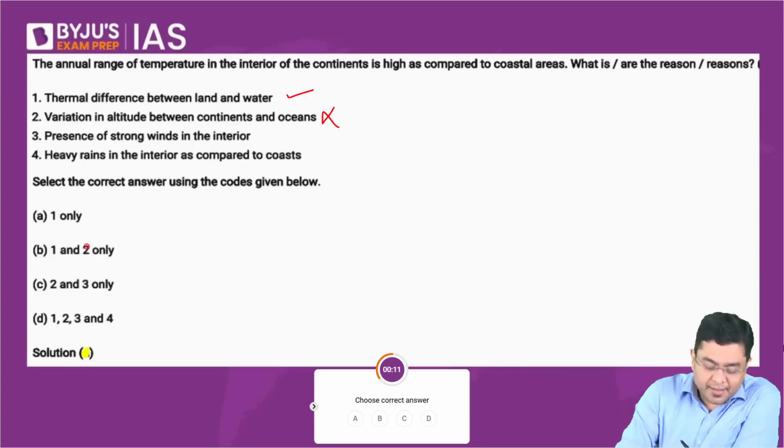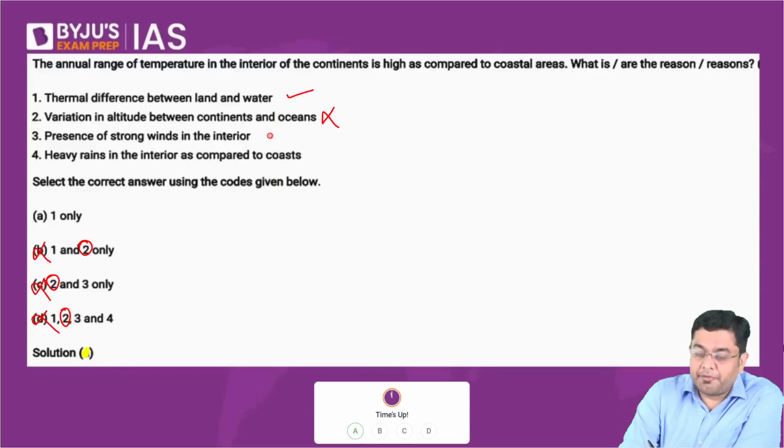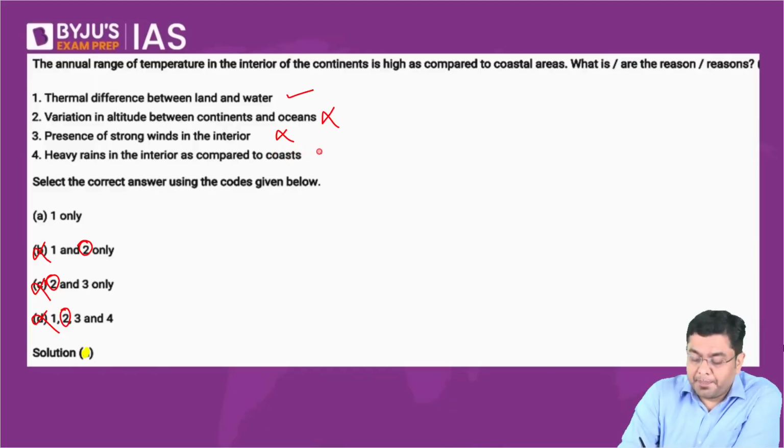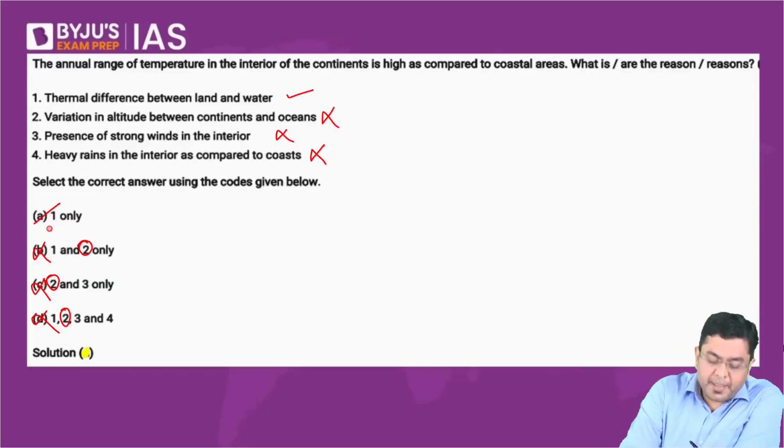Now, again, these were the good old days of elimination where you could easily eliminate all the areas where 2 has occurred. Presence of strong winds in the interior, incorrect. The winds are very, very strong in the coastal areas. They are not strong in the interior. Heavy rains in the interior as compared to the coast, this is also incorrect. So that is why the correct answer will be A.